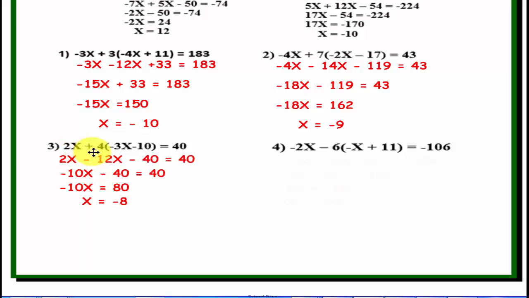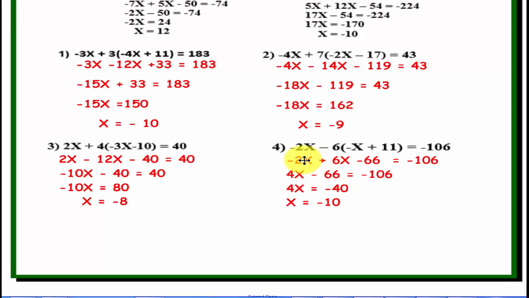And here we have 2x plus 5 times negative 3x minus 10 equals 40. 2x, now we have 4 times negative 3x, so it'll be negative 12x, and 4 times 10 is 40. Okay, equals 40. Then we add positive 2x to negative 12x. Positive and a negative is negative 10x. Minus 40 equals 40. Okay, so negative 10x equals, we add 40 to this side, right? So you have to add it over here, so it's 80. And we divide negative 10 into 80, and it is negative 8.